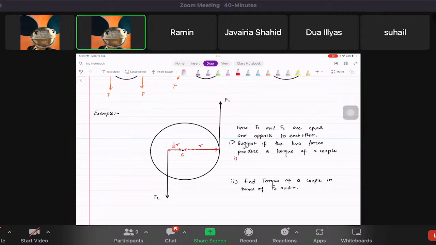Number one, they have equal, he has already said they're equal and opposite in magnitude. So two of our conditions are met, equal and opposite. Number two, they're parallel lines of action and acting on the same body. So it means that this figure is experiencing a torque of a couple. Is it clear? Okay.